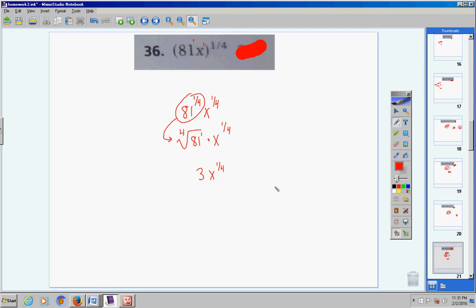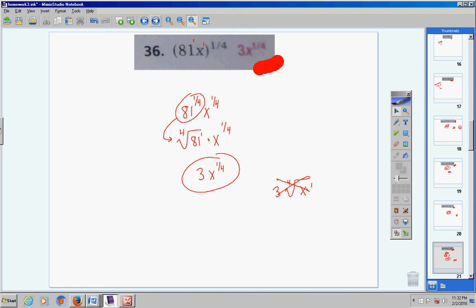Now why would you not write your answer like this? x to the 1/4 is the fourth root of x. Well, you could. This is perfect. The 3 would not be inside the radical because the 3 has a power of 1, not 1/4. Okay? But your original problem had fractional exponents or rational exponents, so your answer should be written with rational exponents.